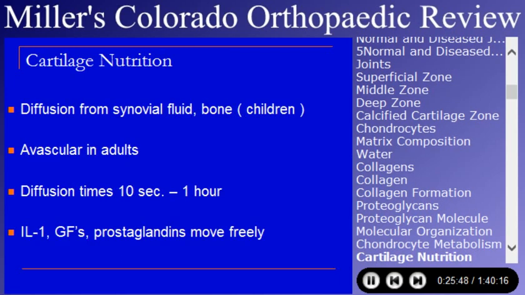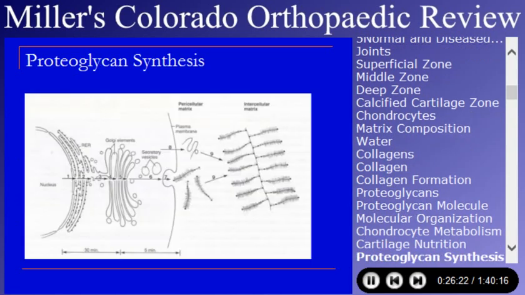The cartilage is avascular. Its nutrition is primarily diffusion from synovial fluid. You see that clinically with cartilage tumors, which can easily seed a biopsy site because they don't need a blood supply to survive. Diffusion times are relatively lengthy, but the metabolism is relatively low. Interleukins, growth factors, and prostaglandins move freely in the cartilage, but as noted earlier, immunoglobulins don't.